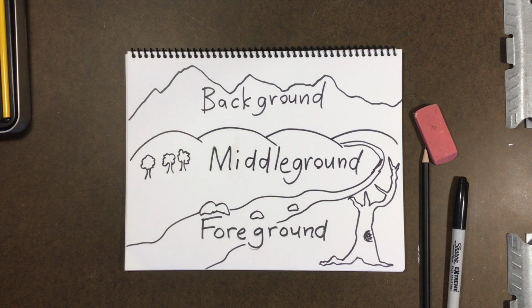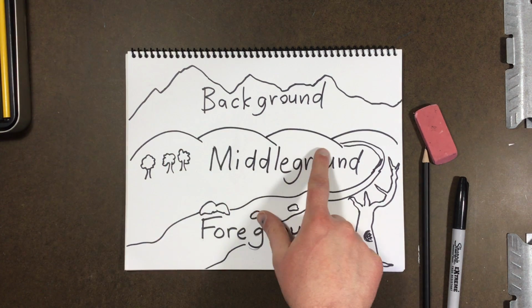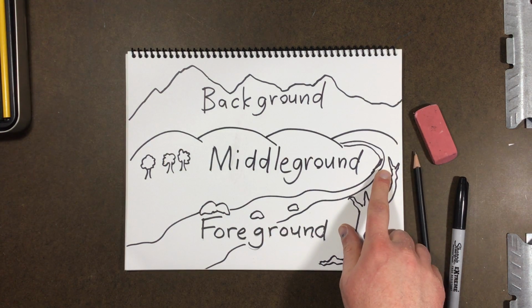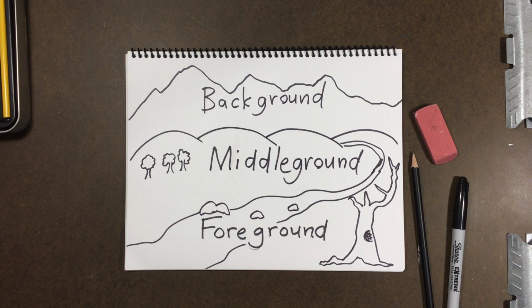Now, the middle ground is a space where things are going to get considerably smaller. You see that now the trees are tiny in comparison to the big tree. You might have some small mountains. The river is smaller, but ultimately things just start to get farther away, so they look smaller.